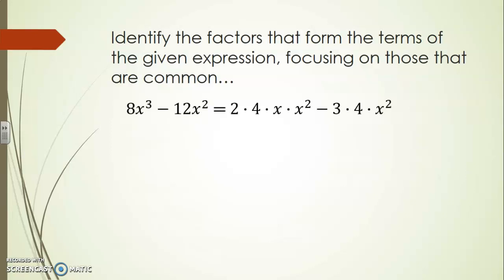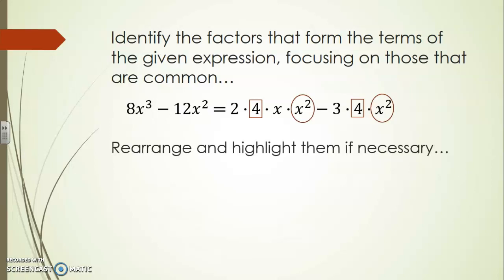8x cubed has been rewritten as 2 times 4 times x squared. I've rewritten 12x squared as 3 times 4 times x squared. This makes it a little bit easier to see how 4 is a common multiple of 8x cubed as well as 12x squared. Also, x squared is a common term from 8x cubed and 12x squared as well. If necessary, you can rearrange the terms and highlight them.